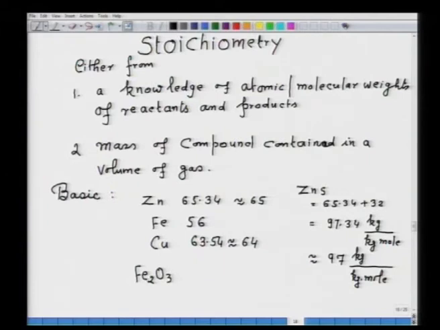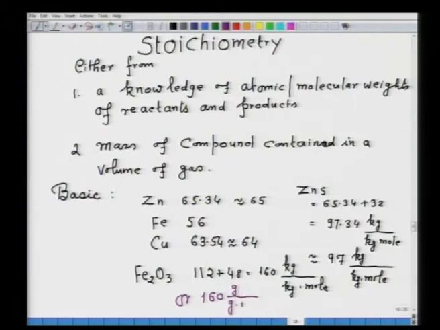multiply, that is 112 plus 48, that is equal to 160. You can write either kg per kg mole, or you can also put it 160 gram per gram mole, whichever way the problem is.